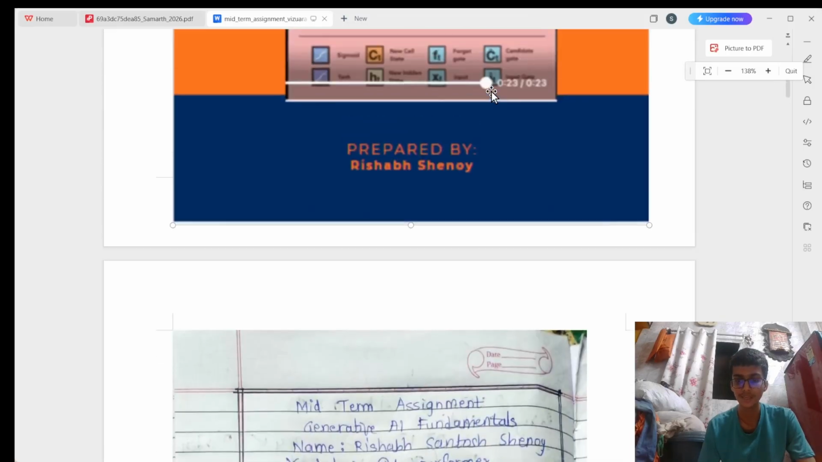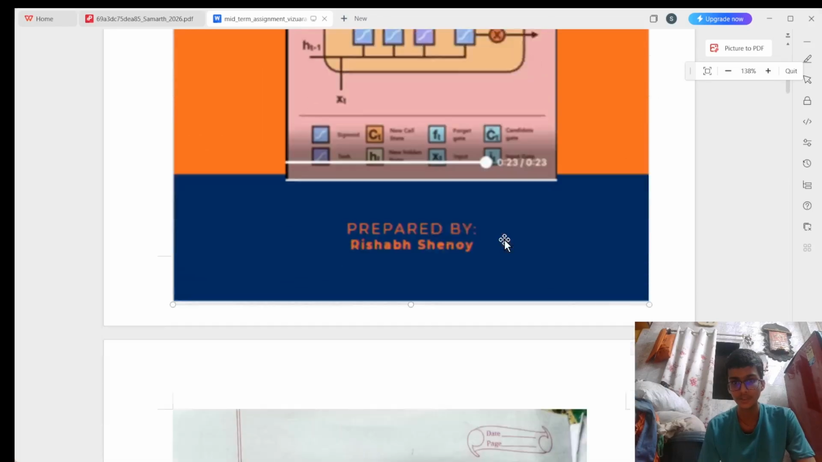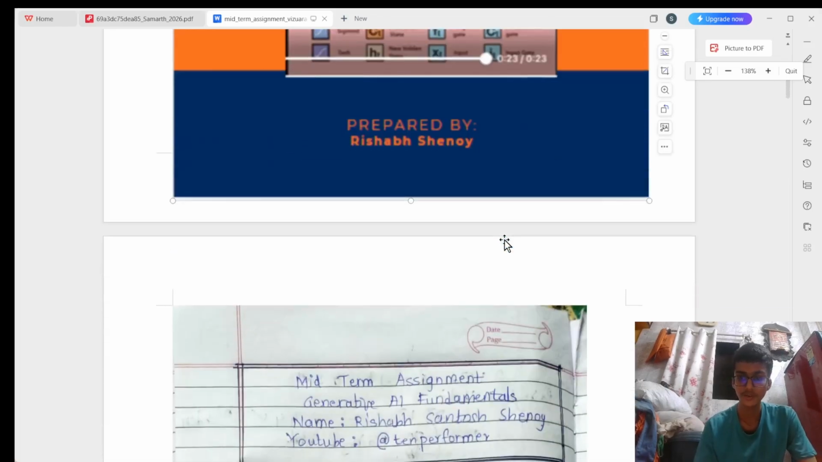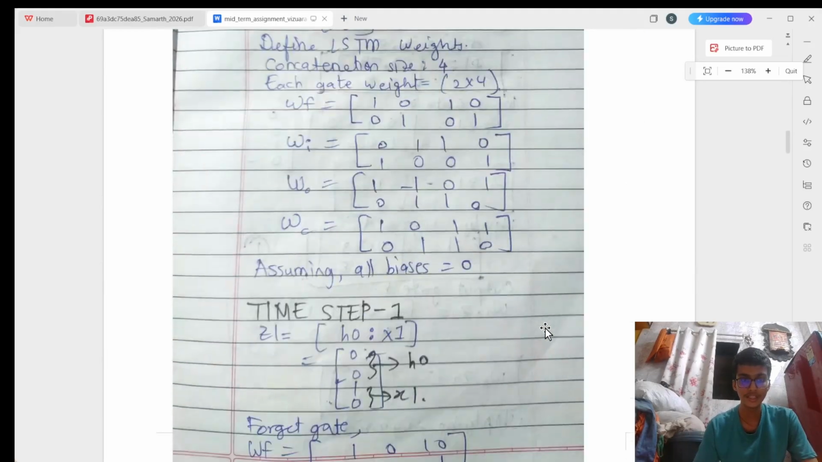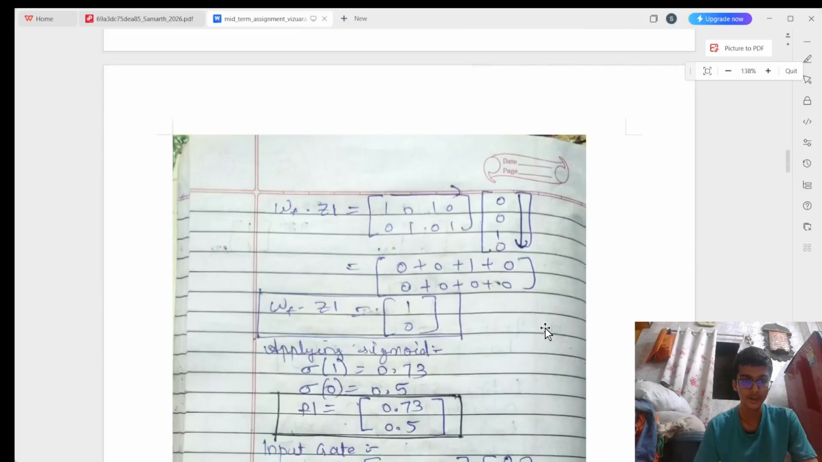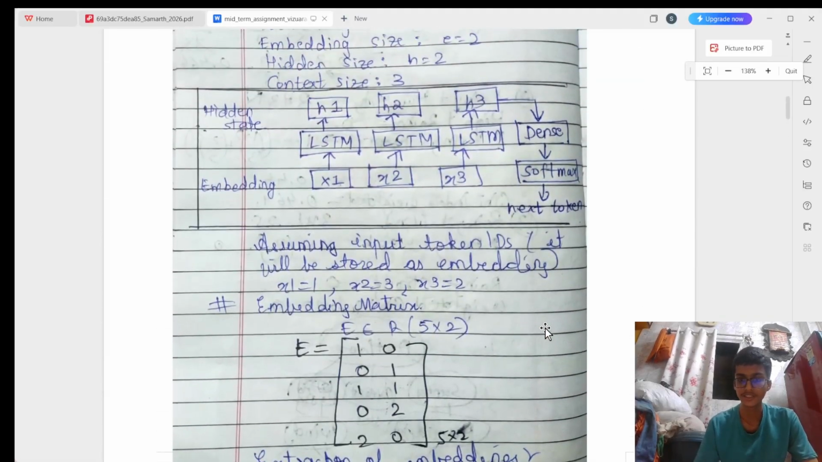So what are the gates in LSTM? LSTM has three gates: one is the forget gate, one is the input gate, and the other one is the output gate. These are the three gates used in this network. Each gate is a neural network layer. The forget gate is used to decide what information to remove from the previous cell state. Then we'll check the input gate, and you can see I have solved that here. Forget gate, input gate, and the output gate. It also uses non-linear functions like the sigmoid function and the candidate cell state, which we use for updating the long-term memory.